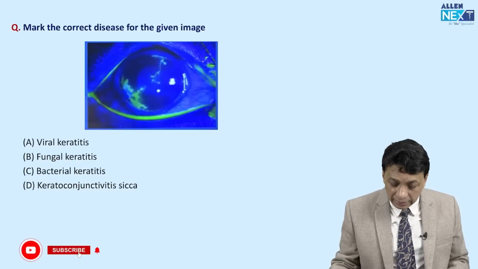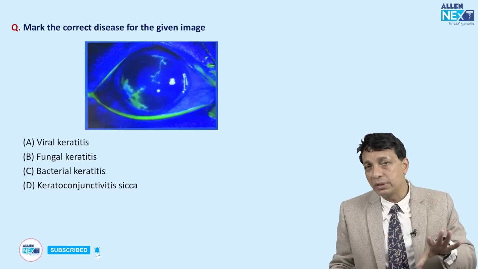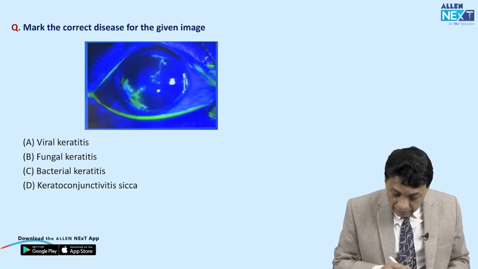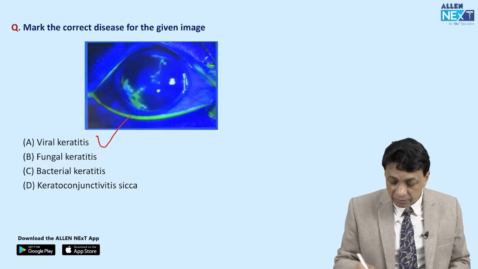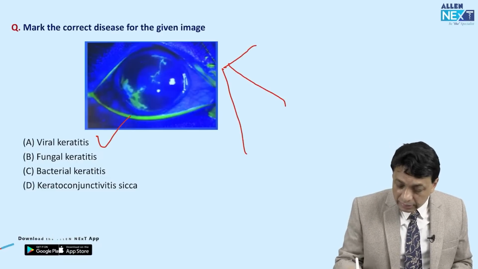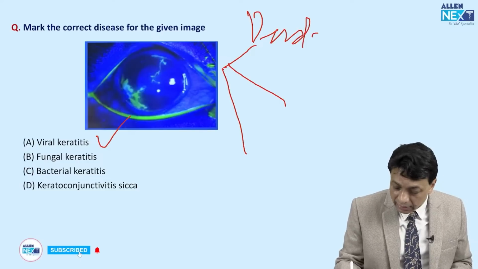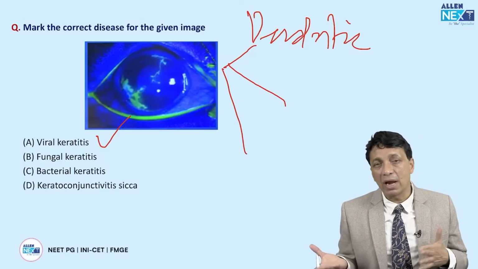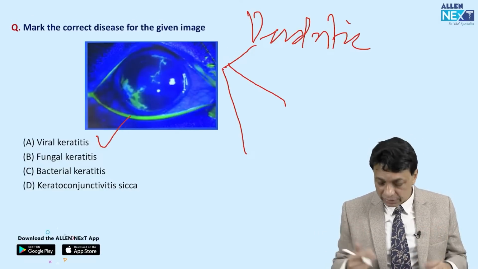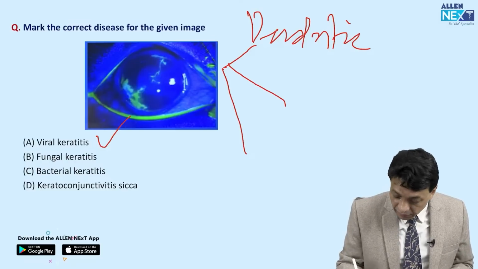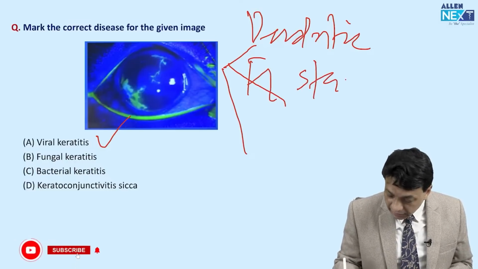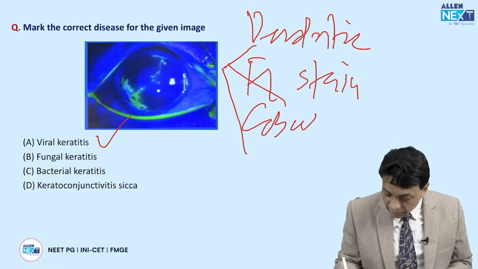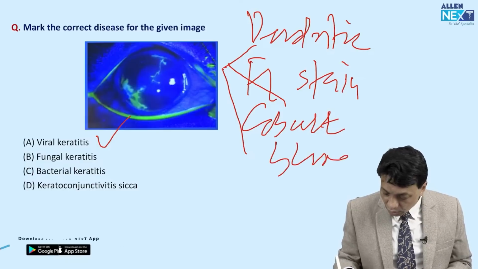Mark the correct disease for the given image, and this is a disease whose image has been repeated 100 times in the last few years. You all know the famous dendritic ulcer. This is the viral keratitis. Remember the other question could be here. This is the dendritic ulcer because they look like the branches of a tree, which means dendrites. Also, it could be a geographic ulcer because remember, dendrogeographic ulcer. And the second question, what is the stain we've used here? It is the fluorescein stain. And the third question often asked now is what is the blue filter we have used in the slit lamp? It is the cobalt blue filter, the cobalt blue filter.